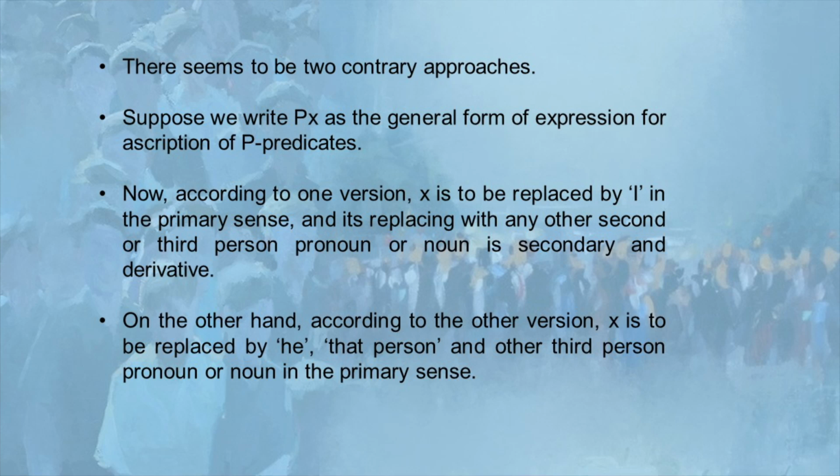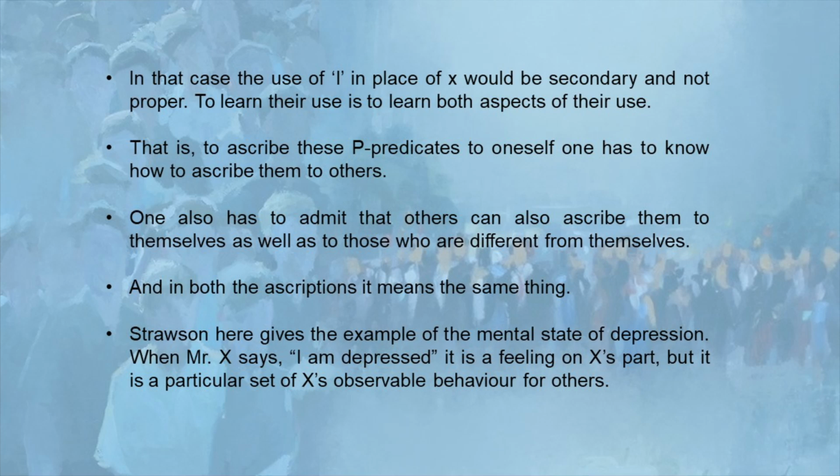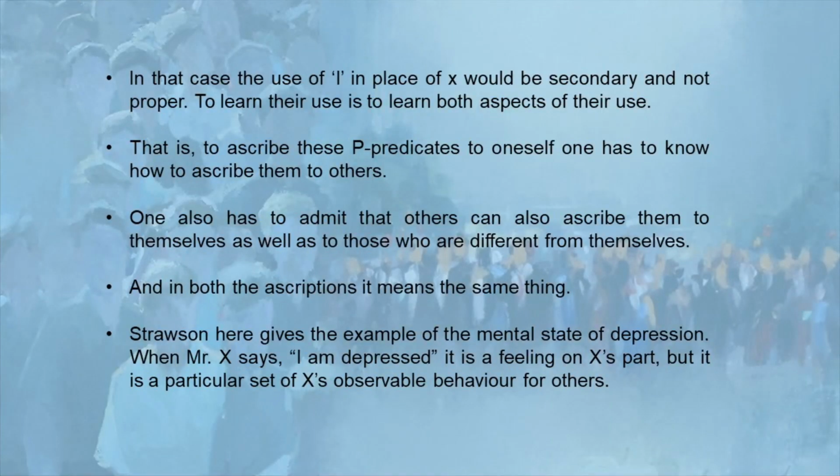On the other hand, according to the other person, X is to be replaced by he, that person, and other third person pronoun or noun in the primary sense. In that case, the use of I in place of X would be secondary and not proper. But Strawson maintains it is essential to the character of these predicates that they have both first and third person ascriptive uses, that they are both self-ascribable and other-ascribable. Now, to learn their uses is to learn both aspects of their use.